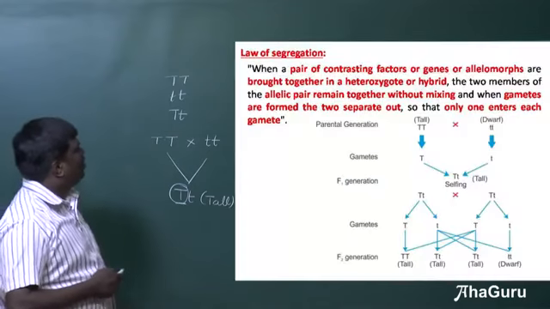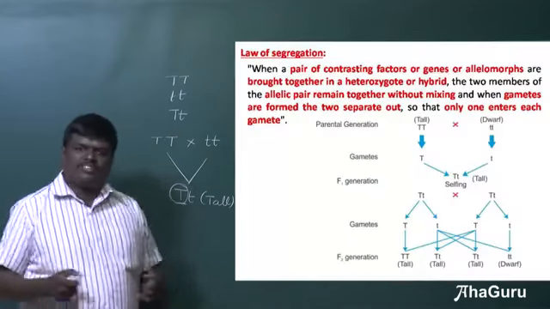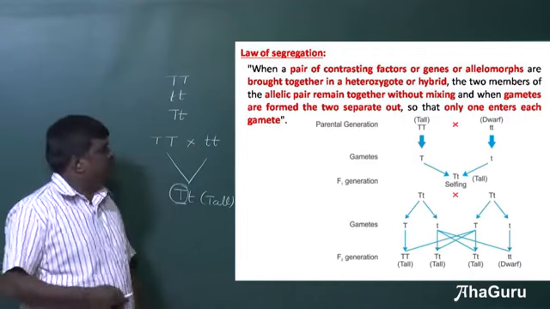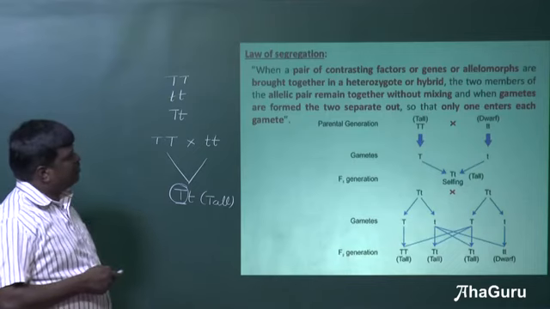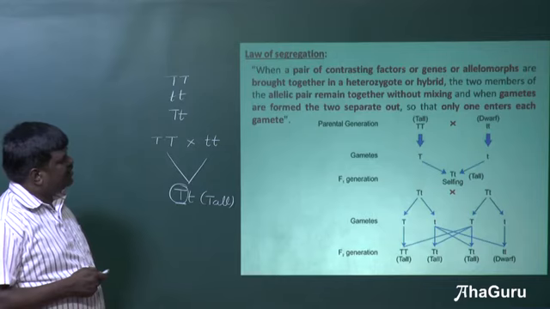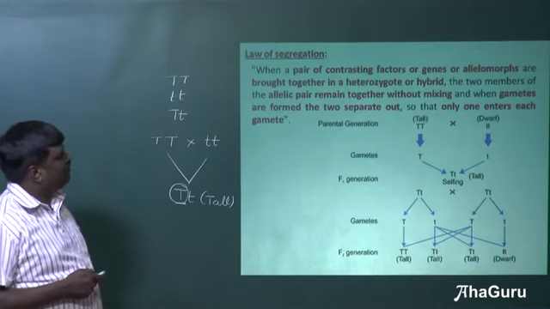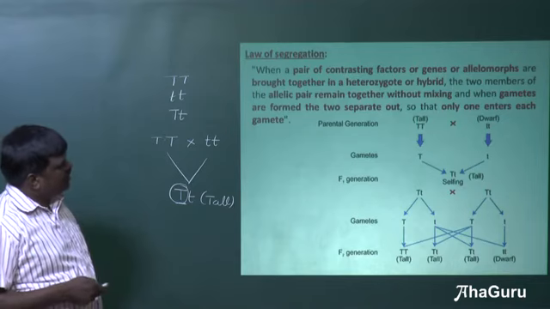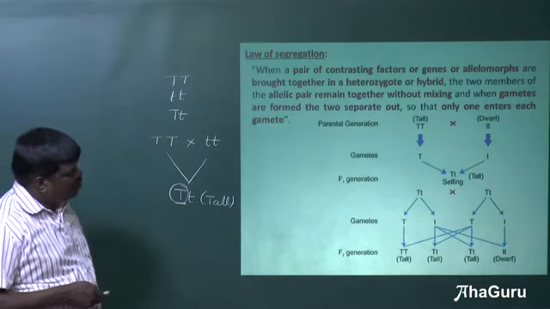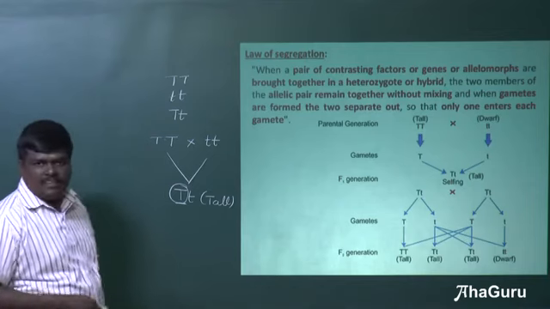Next we will learn about the law of segregation. Segregation means separable. Here, in the same monohybrid cross experiment, when a pair of contrasting factors, genes or allelomorphs, are brought together, this is a different gene and this is a different gene. When both are brought together, they remain together without separating or mixing.